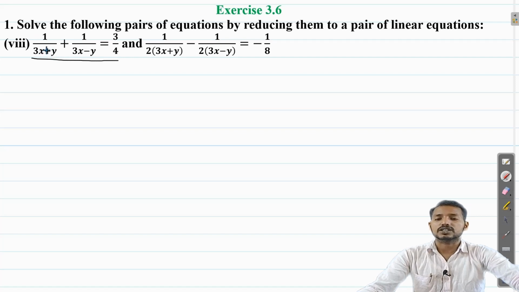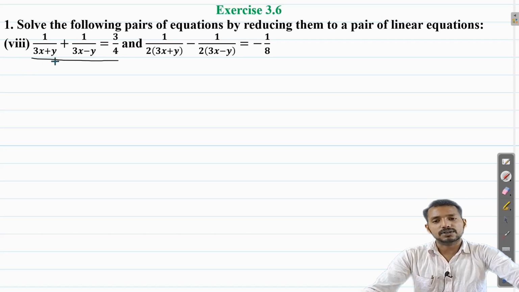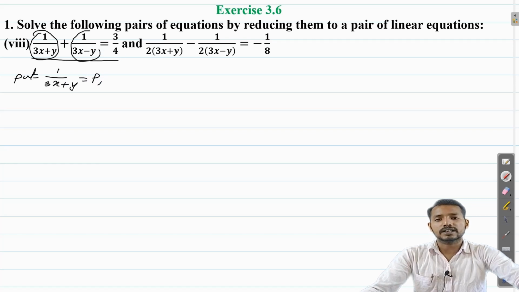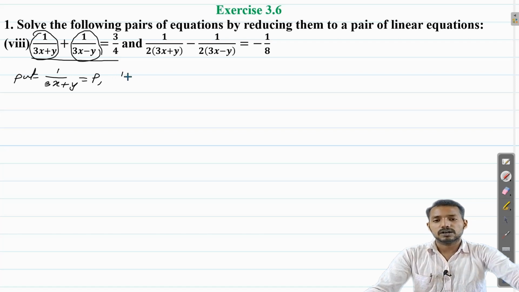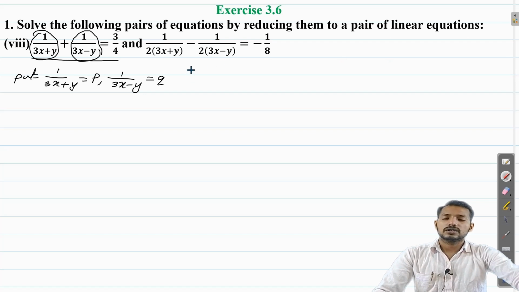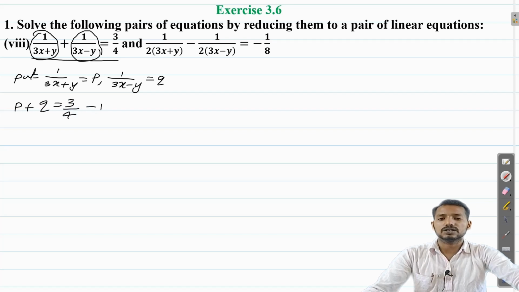Here, 1 by 3x plus y. In case of 1 by 3x plus y, we can put that itself as p. Put 1 by 3x plus y is equal to p and 1 by 3x minus y as q, because we cannot simplify that term. So 1 by 3x minus y is equal to q. So the equation will become p plus q is equal to 3 by 4, because there is no other coefficient. Equation number 1.